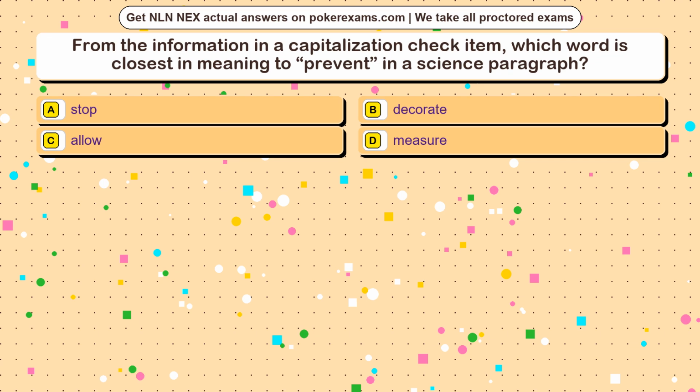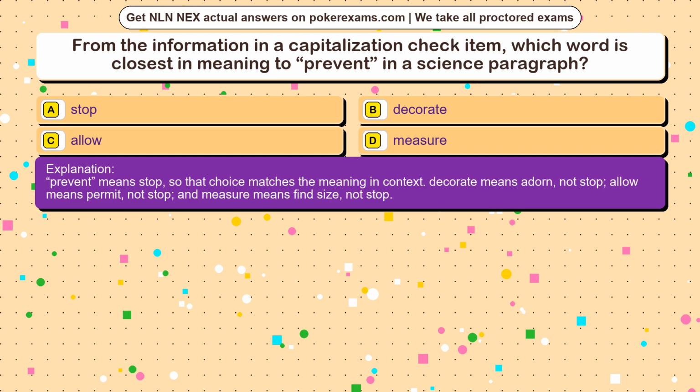The correct answer is option. Prevent means stop, so that choice matches the meaning in context. Decorate means adorn, not stop. Allow means permit, not stop. And measure means find size, not stop.